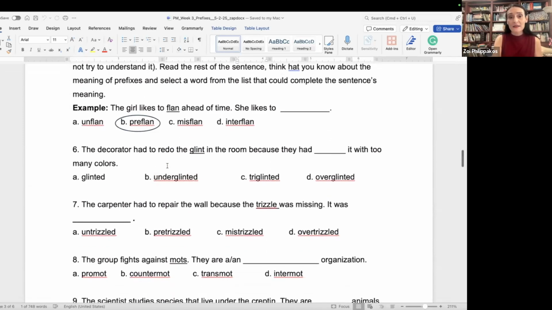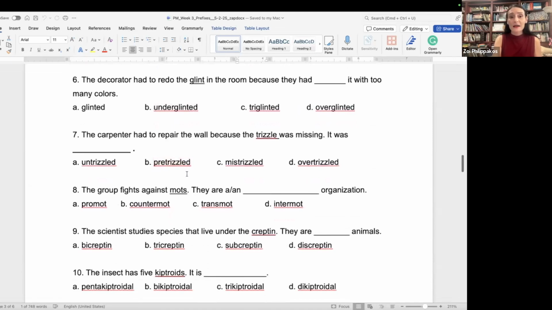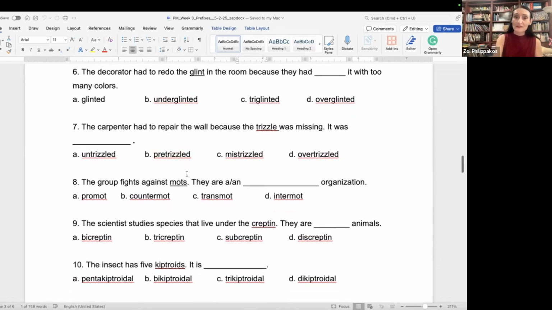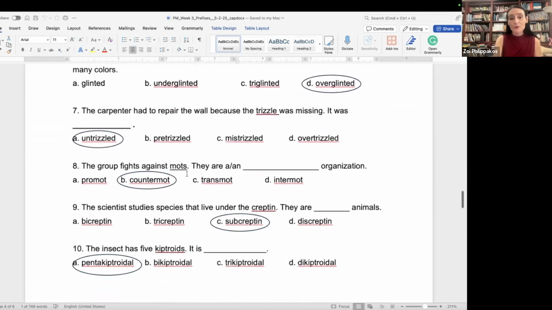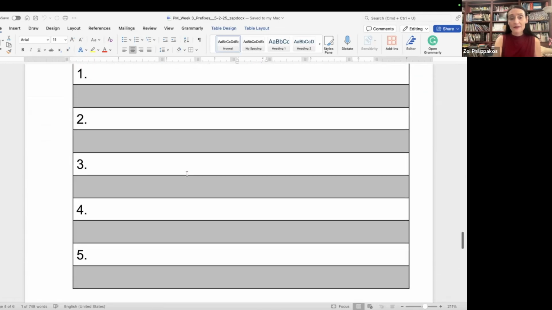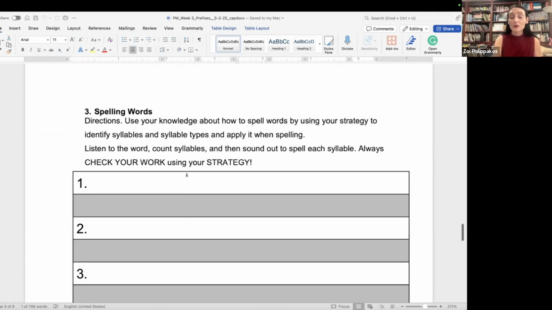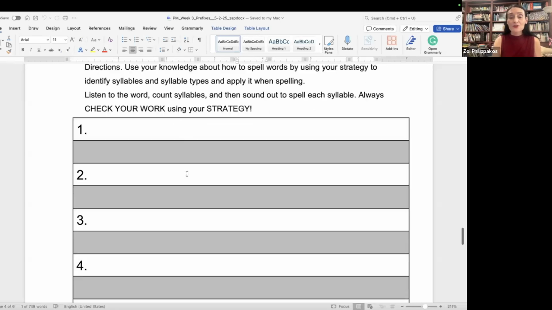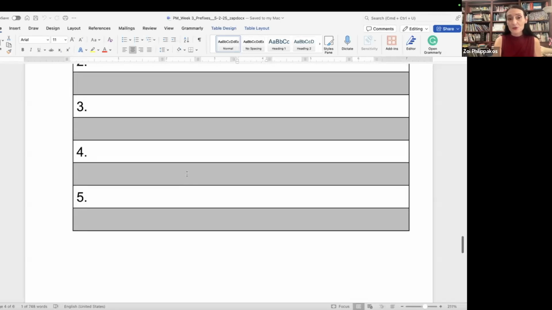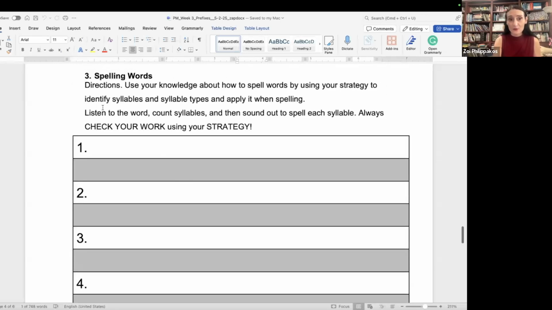You'll also notice that it's not to trick the students, it's to see if they understand the function of the word within the sentence. And then also we provide you with the answer key. Finally, we have included spelling words. So there is a set of the words that the students will spell. The directions are provided here.